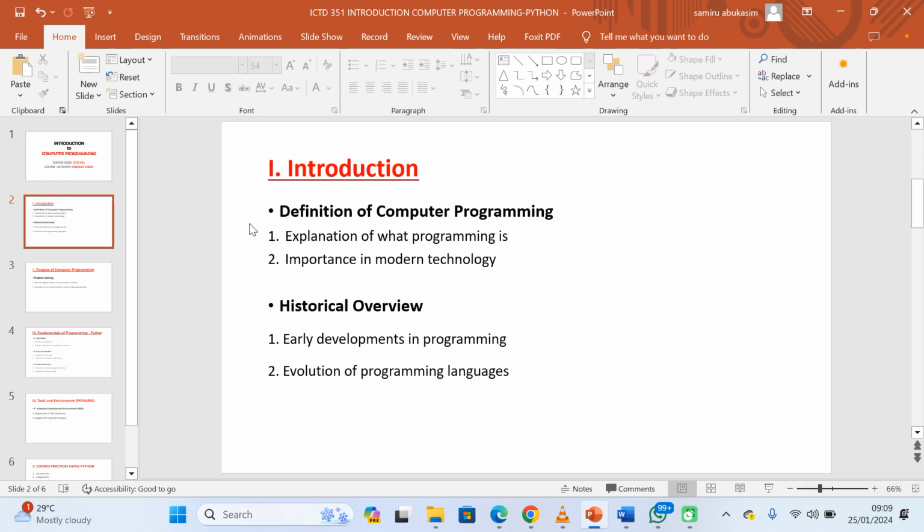So in the introductory part, we'll be looking at the definition of computer programming. Since you guys are aware of what programming is because you've done that before, I won't spend much time in the introductory aspect. We just brush through the explanation of what programming is, the importance in modern technology. Then we look at the historical overview, early development in programming, and the evolution of programming languages.